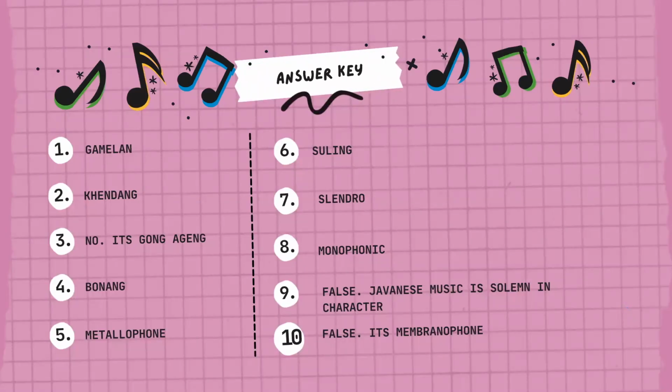Those are the questions. 1. Gamelan. 2. Kendang. 3. No, it's Gong Ageng. 4. Bonang. 5. Metallophone. 6. Suling. 7. Slendro. 8. Monophonic. 9. False. Javanese music is solemn in character. 10. False. It's a membranophone.